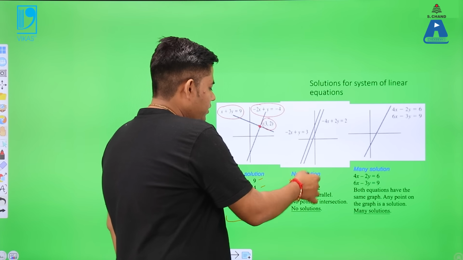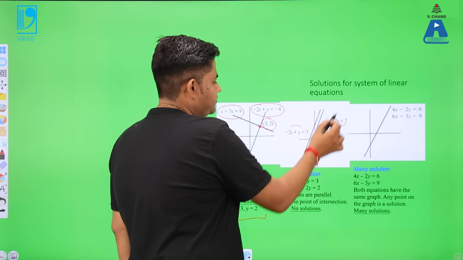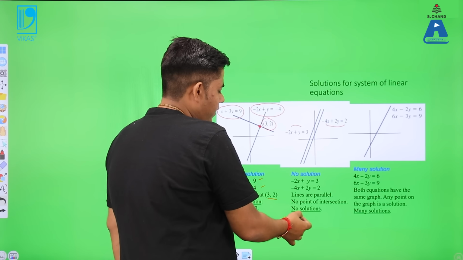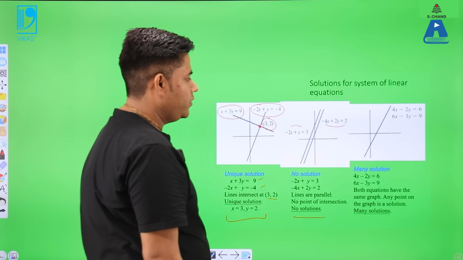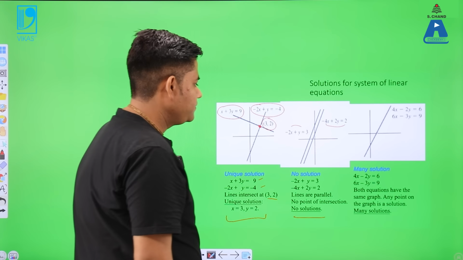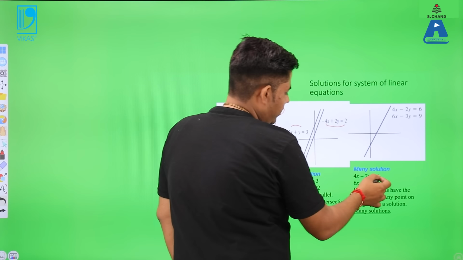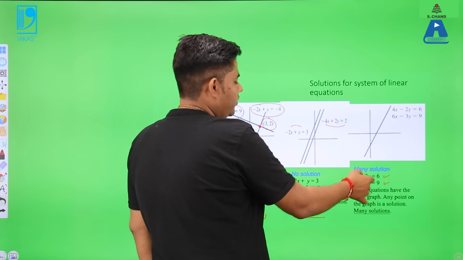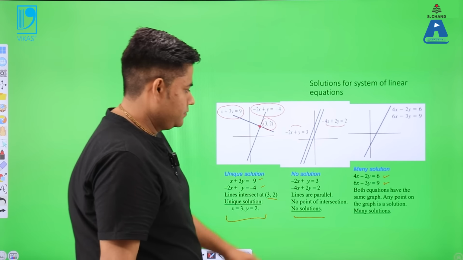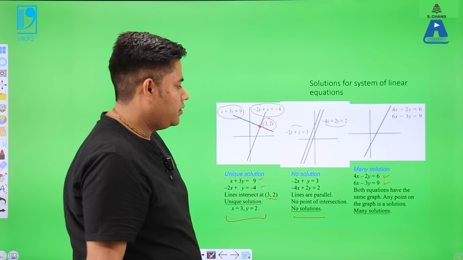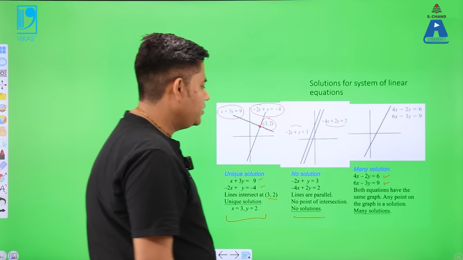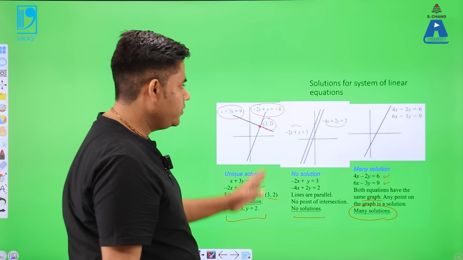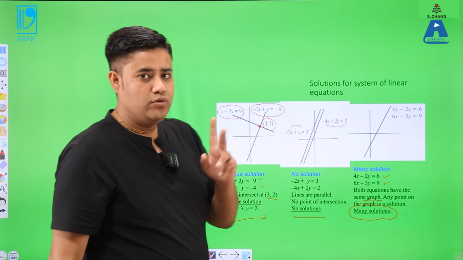Another set of equations might have two parallel lines. The lines are parallel and they are not intersecting at any point, which is called no solution. And you have another pair, 4x minus 2y equals 6 and 6x minus 3y equals 9. When you look at these equations specifically, both end up being the same equation. That means both equations have the same graph, and it is called a many solutions case. And this is specifically for the case when you have two variables.